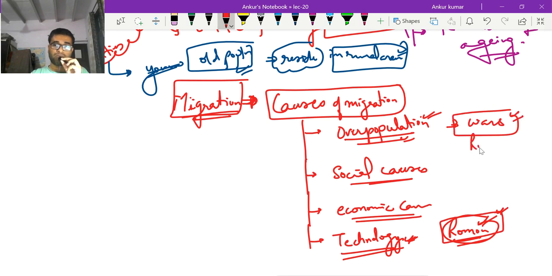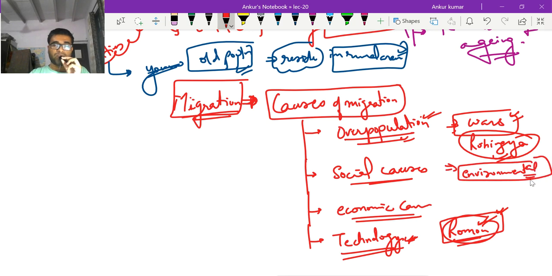For example, Rohingya Muslims in Myanmar are migrating towards India and Bangladesh because of the persecution happening there. Then environmental causes can also become a cause of migration. For example, when a cyclone hits or any worst tragedy happens, then the population migrates to other areas. Then government policy can become a cause.